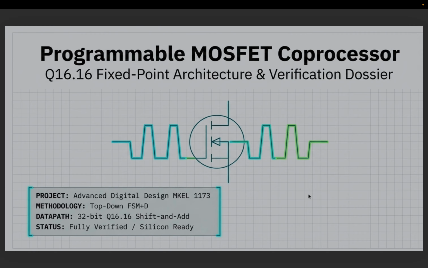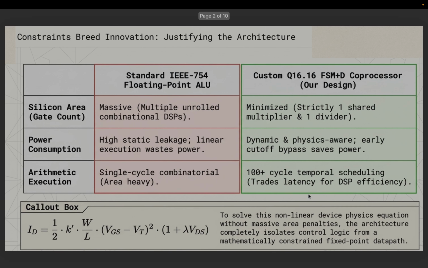We are going to present our project, which is basically the programmable MOSFET coprocessor using the Q16.16 fixed point architecture. Our project is about solving the MOSFET saturation equation using digital hardware. So instead of using software calculation, we designed a hardware system that can calculate the drain current directly. We use a finite state machine and data path design method to build a reliable and fully tested system.